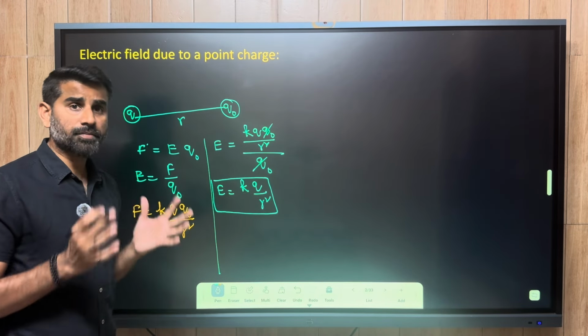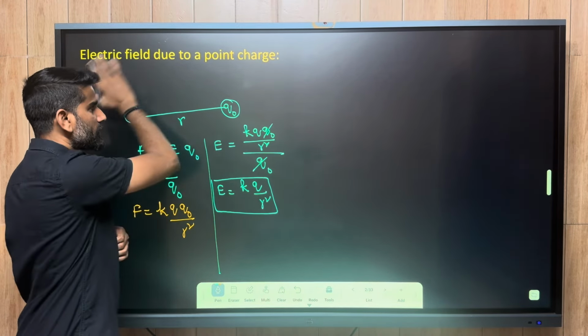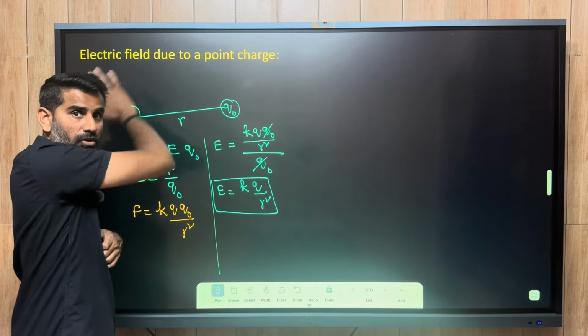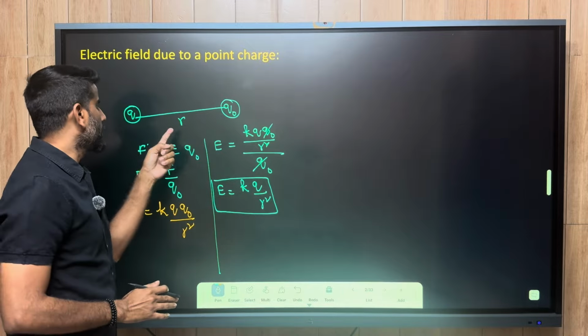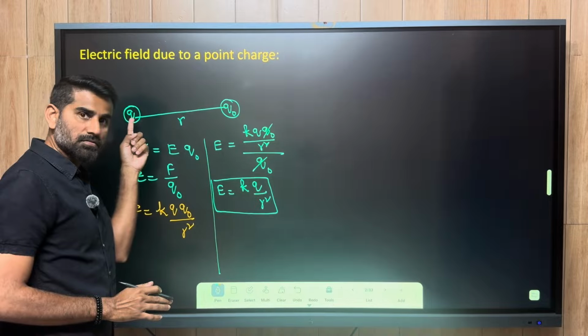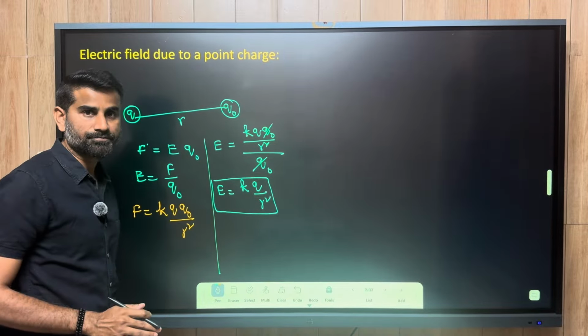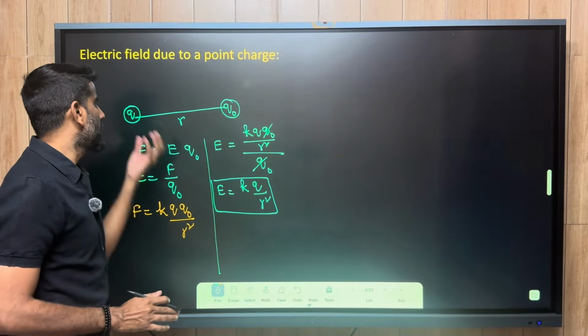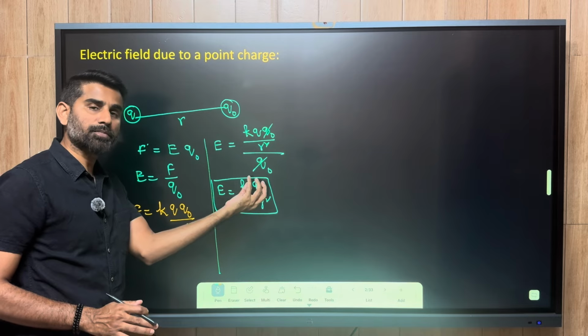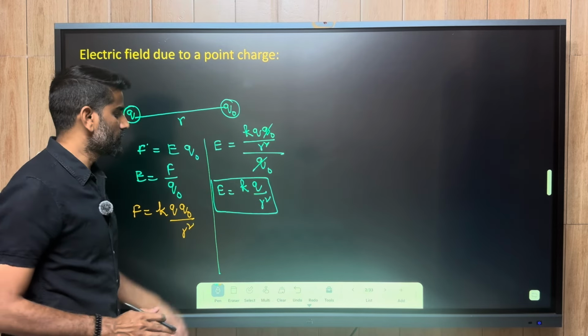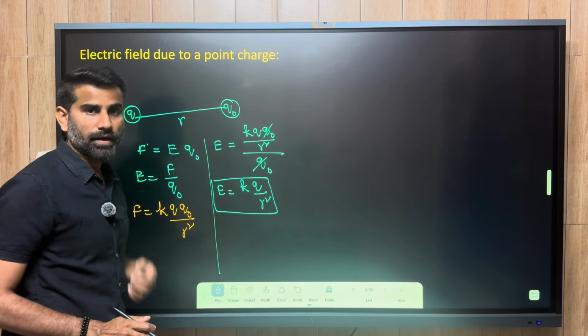So as I have already mentioned, every charge creates a field around itself. That field is called the electric field, and the electric field due to a point charge is given by this formula. If we have capital Q here, then we will have to use capital Q here. So E is equal to KQ by R square.